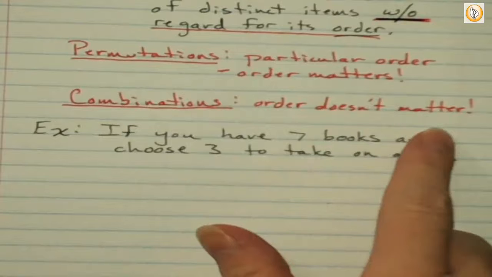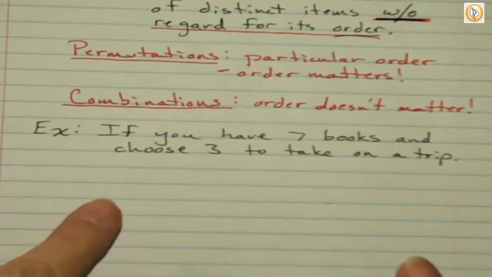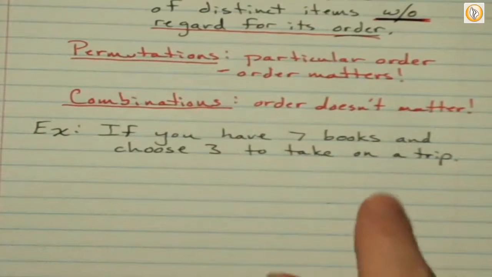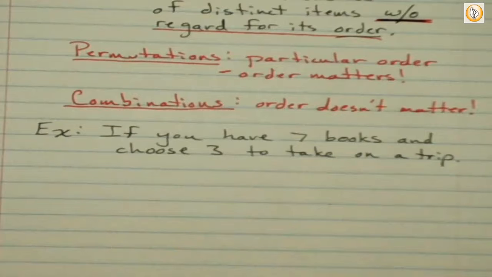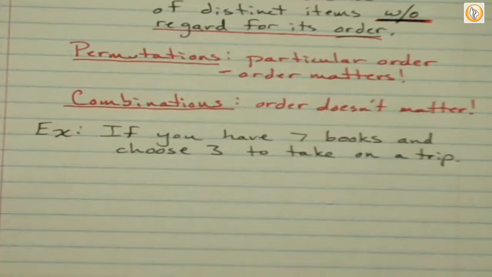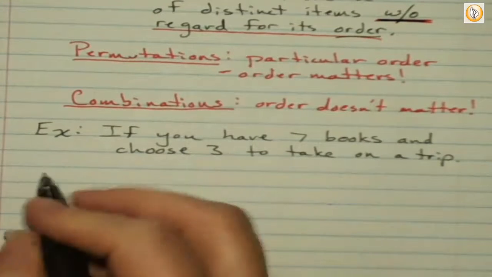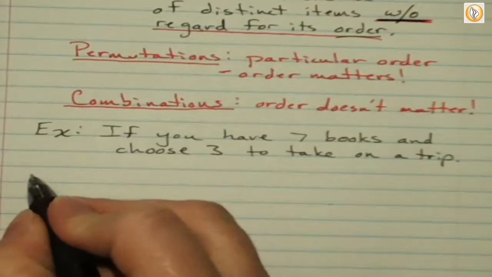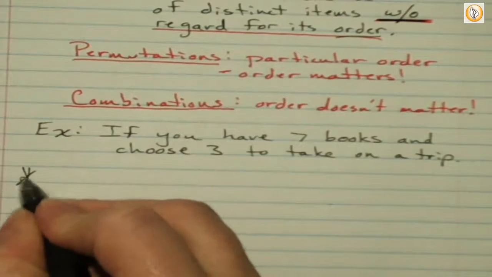Order doesn't matter. Now, if you have 7 books and you're looking for a first place winner and a second place winner and a third place winner, order matters. You see what I'm saying? So this is an example of a combination because order doesn't matter. So let me show you the formula. I'm going to do 3 stars.